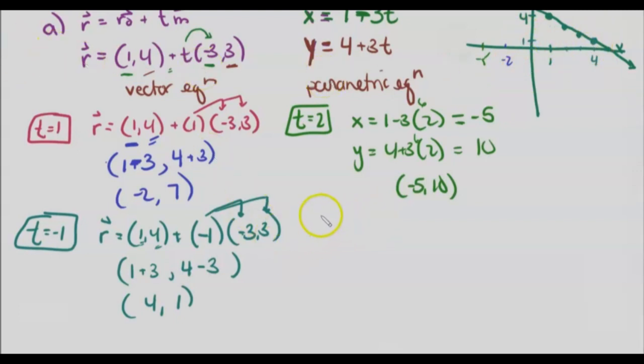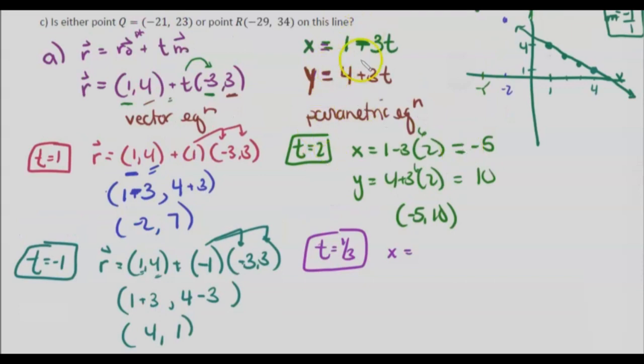Okay, let's do an ugly parameter. Let's do the parameter, let's do 1/3. I'll show you why I was thinking 1/3. Okay, let's talk about parametric equations. For the x, we have 1 minus 3t, the 1 minus 3 and 1/3. Okay, so 3 times 1/3 is just going to cancel to 1. 1 minus 1 is 0.